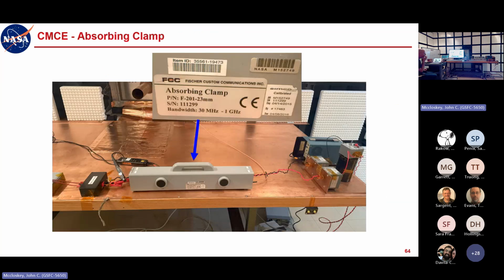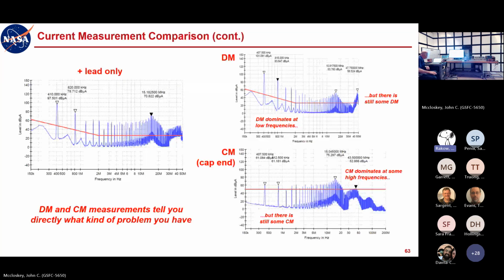Okay. Any questions here before we change directions and go on to the absorbing clamp? On that previous chart, John, it looks to me like the differential mode is still worse than the common mode at the high frequencies.